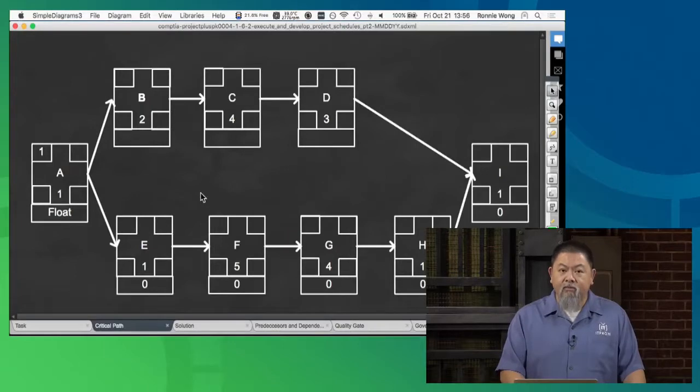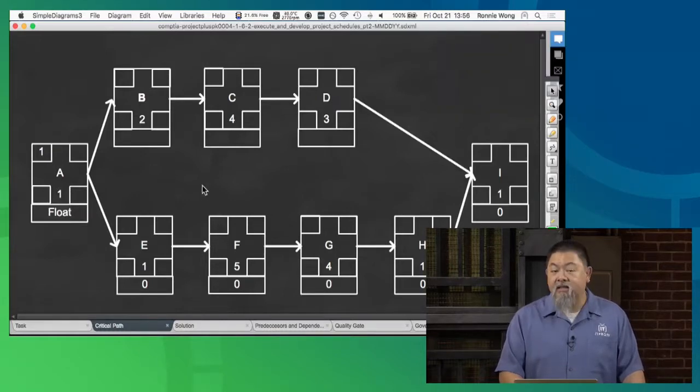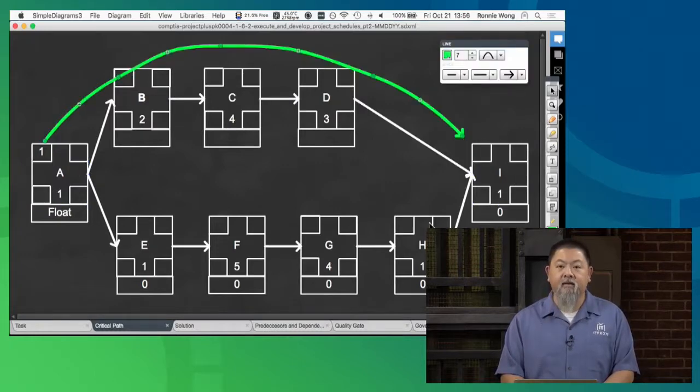Now, the way that we begin is that notice that underneath task A, as well as all the other lettered tasks, we have a number. The one right there in the center is what we call the duration of our task. When we start to figure this out, we're going to make two passes. One is called a forward pass, and that is when we run through the calculation from left to right.